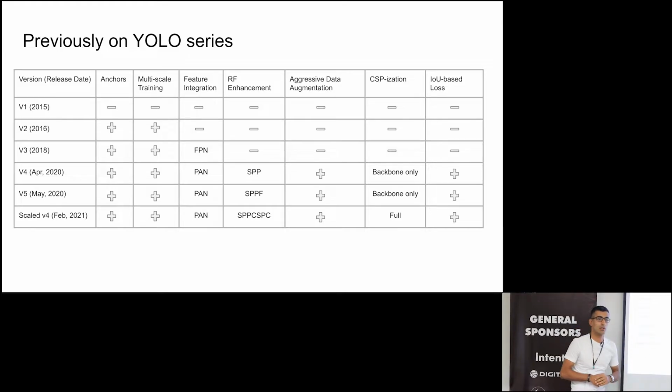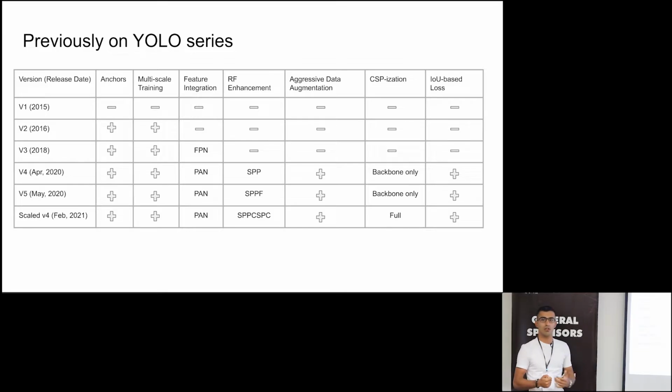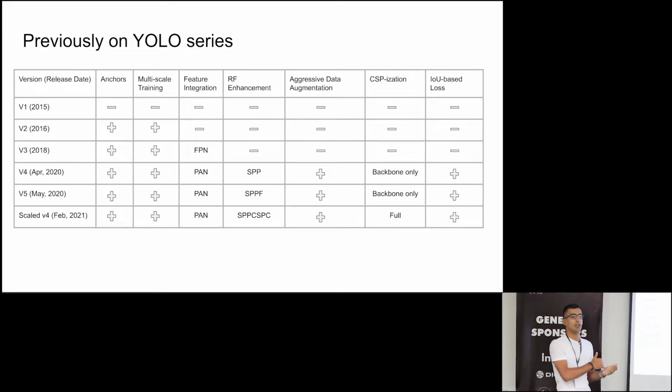Starting from the third version, they added a type of feature integration, feature pyramid networks, which is the idea of making predictions of different scales. But starting from the fourth version, they modified it and added partial aggregation networks, which adds more shortcut connections and basically helps during the prediction phase to have more good features from the lower levels of the encoder, the backbone.